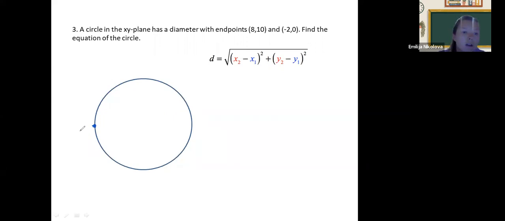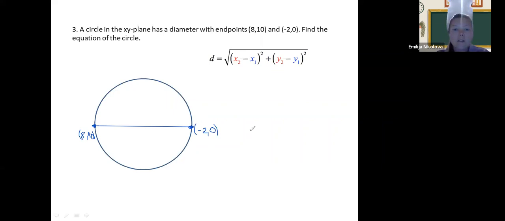So one point has coordinates (8, 10). And we have the diameter. And the other point has coordinates (-2, 0). This can be written as well. Maybe it will be easier for you in the coordinate system, but anyway, we can find the solution without using the coordinate system, because sometimes it's just in the middle, so you cannot really find the point.